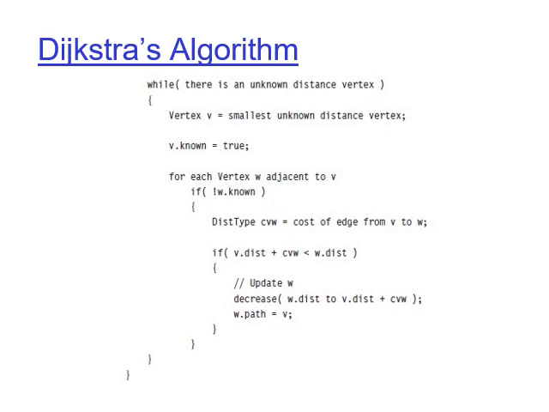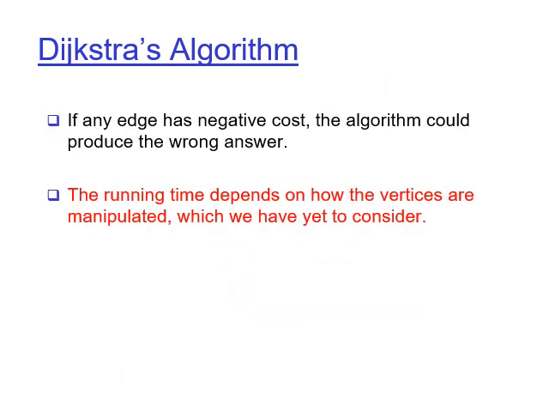We can also use other data structures, and this will have a significant impact on the running time of Dijkstra's algorithm. So let's move on. If any edge has a negative cost, the algorithm could produce the wrong answer, so keep that in mind. Dijkstra's algorithm requires that all the edge costs are non-negative. The running time depends on how the vertices are manipulated, and this depends upon the implementation.